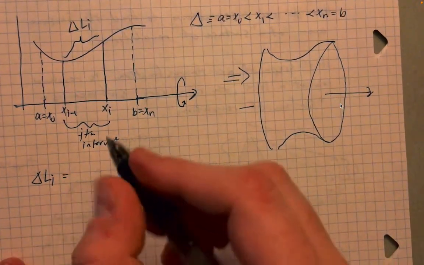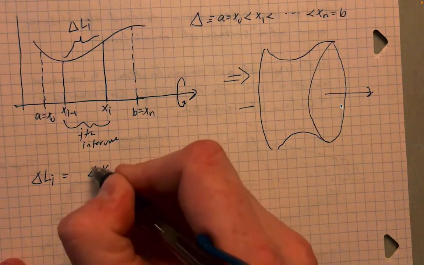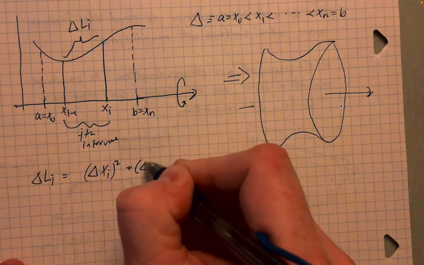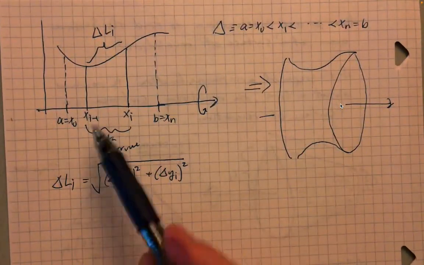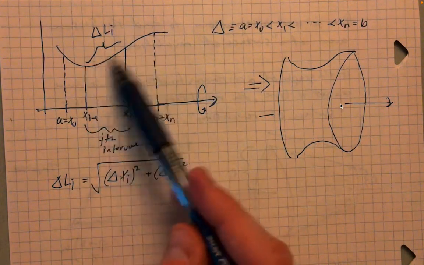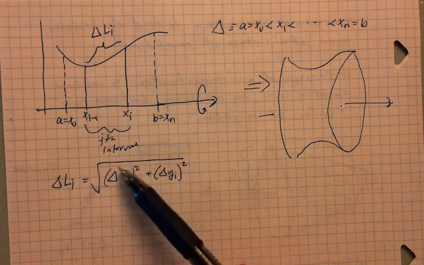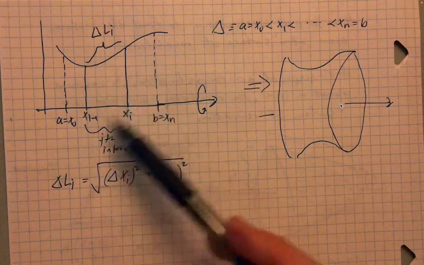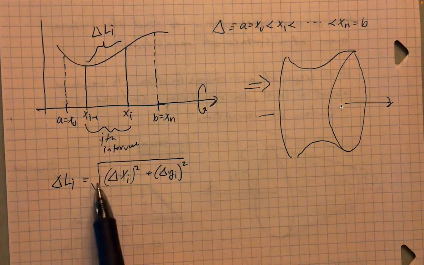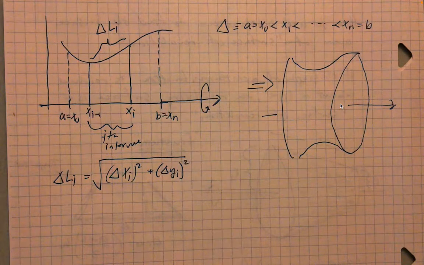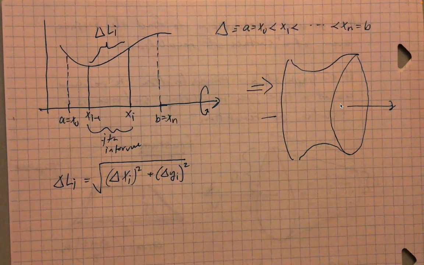And it's going to be equal to, we know, the square root of delta xi squared plus delta yi squared, right? That's the length of this line here. It's an approximation of the length. Actually, it's a straight line length, but that's what delta Li is going to be. So the line segment that has this length is going to basically generate a frustum, pretty much like the previous example that we saw.